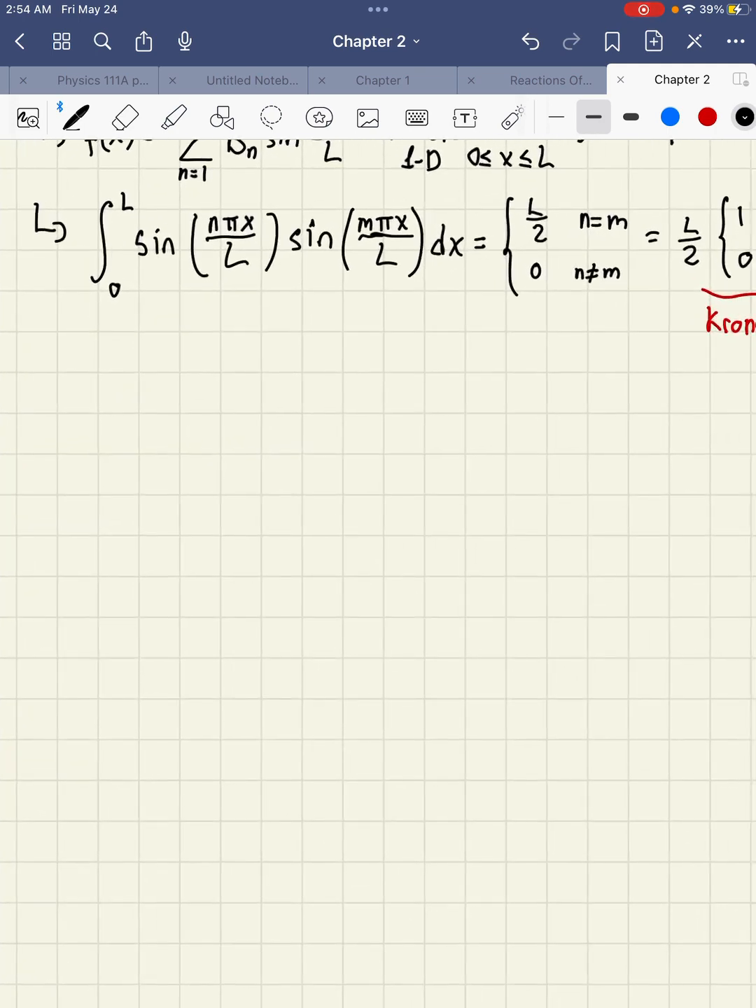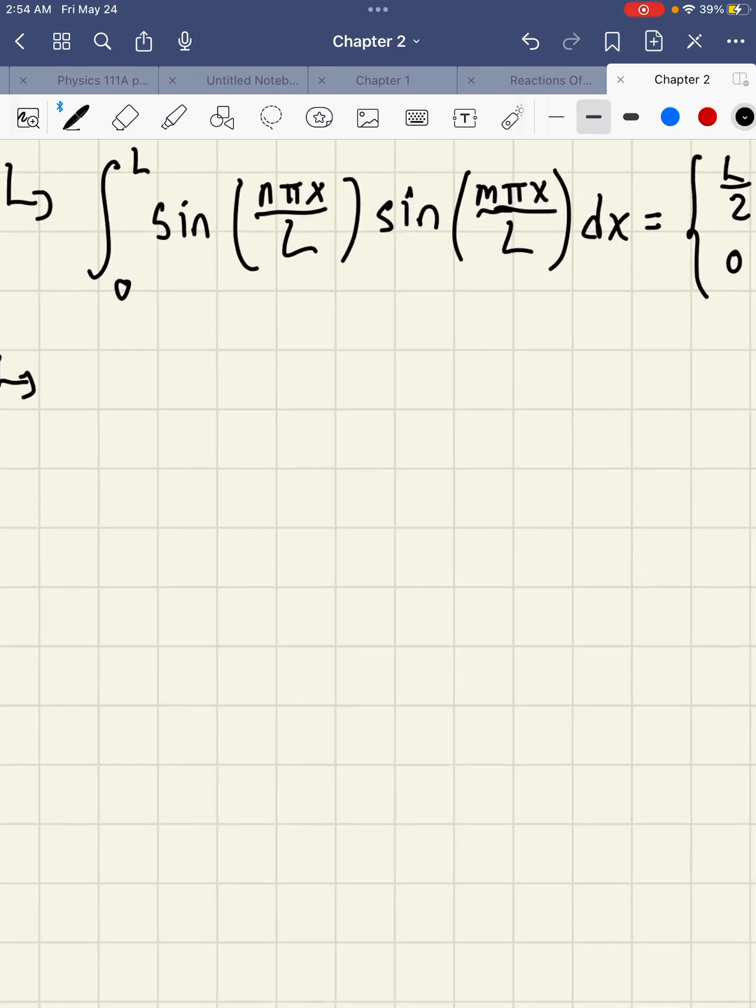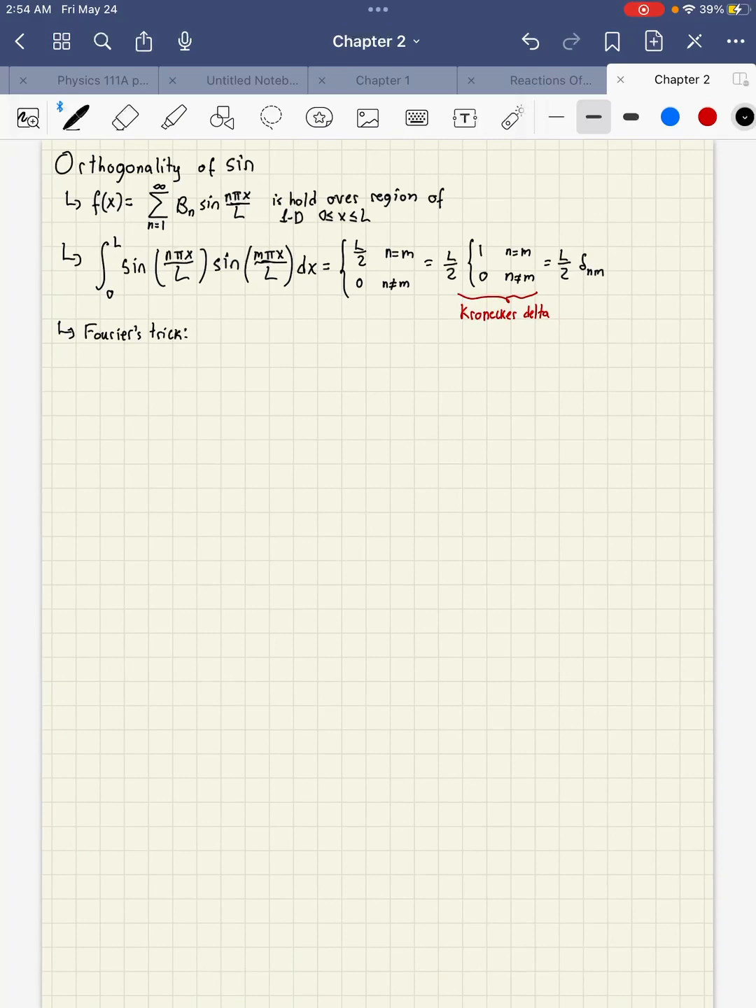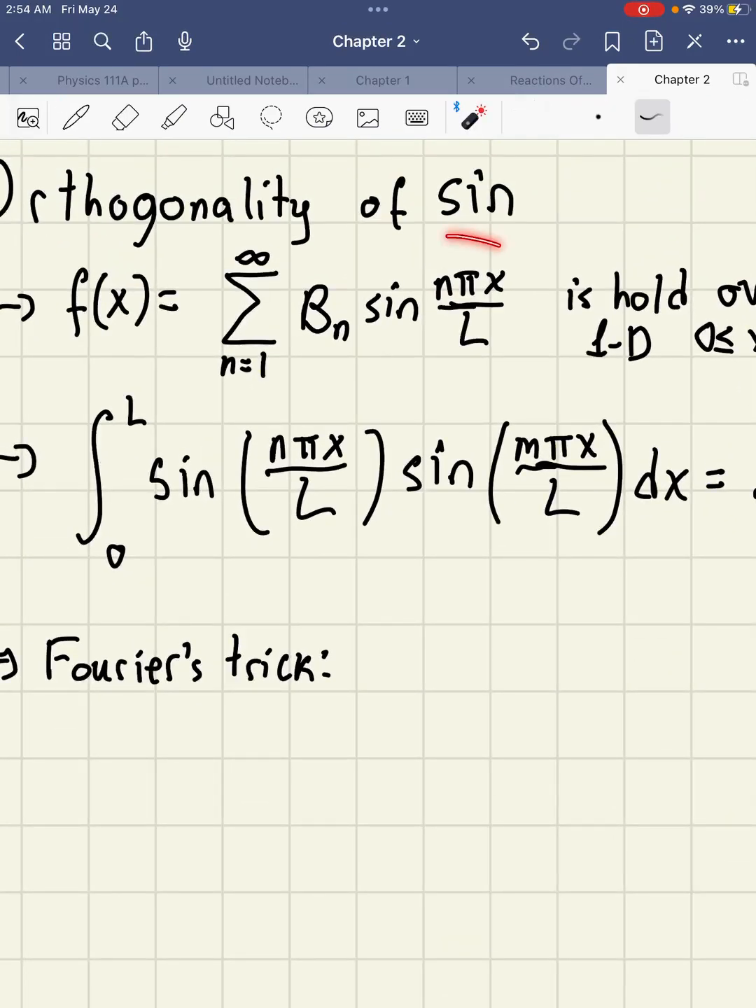Now, what's the Fourier trick? Now if you notice, I have sine n pi x on one side, so I can just multiply by another eigenfunction that is orthogonal to my sine. I will just multiply this on both sides and integrate over the entire region.